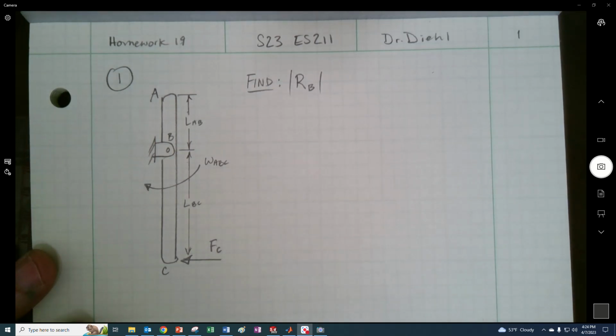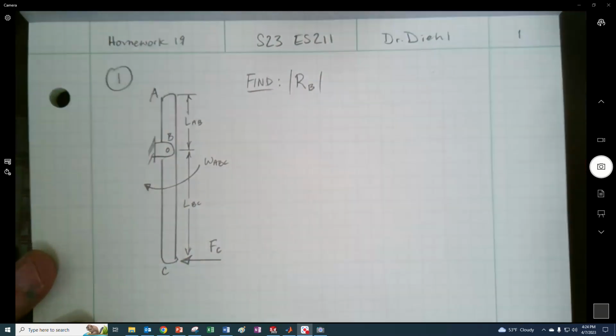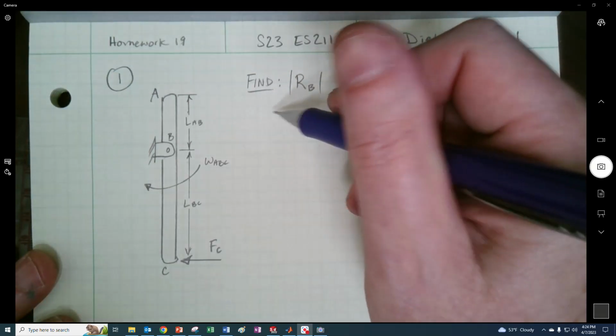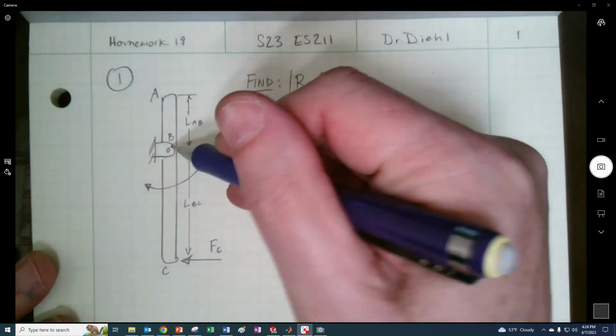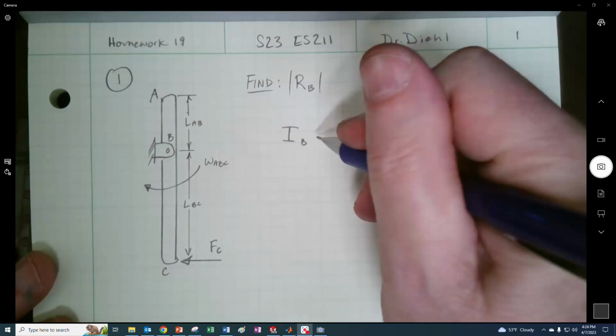A video for homework 19, problem 1, hints. Here's the setup that we have for this thing. A strategy to solve this for the reactions here would be, I want to start out and get the mass moment of inertia about B.